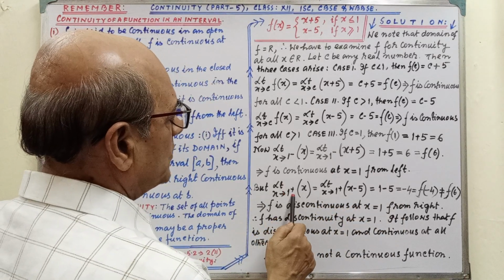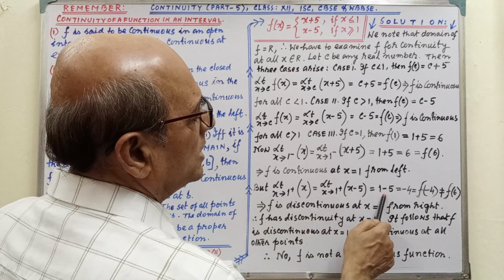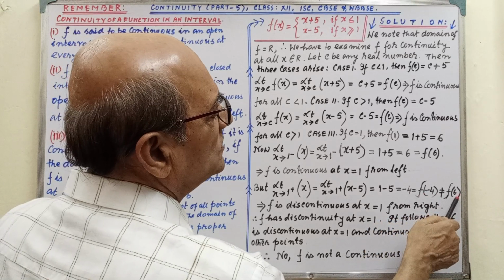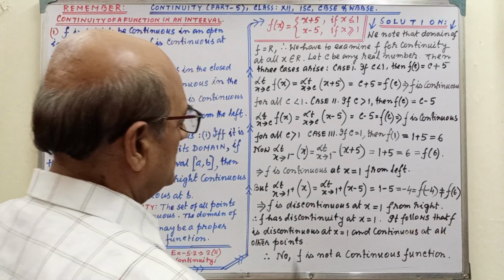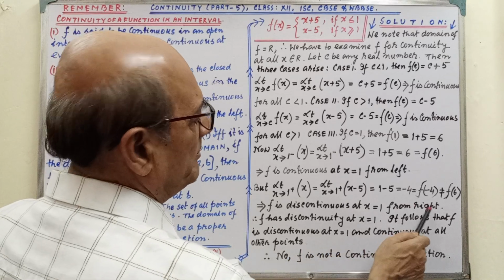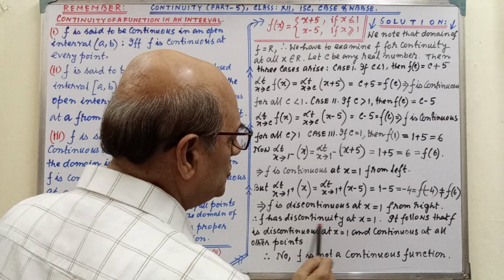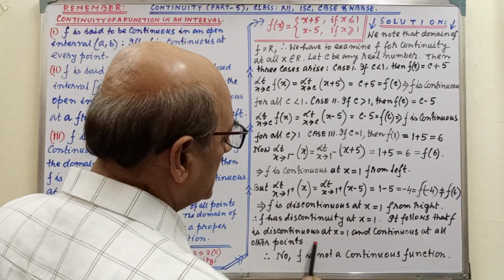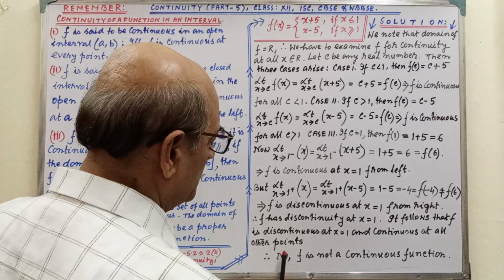Now from the right: limit x tends to 1 from the right of x minus 5 equals minus 4. That is minus 4, not equal to the function value 6. These are not equal. Implies f is discontinuous at x equal to 1 from the right. Therefore f has discontinuity at x equal to 1. It follows that f is discontinuous at x equal to 1 and continuous at all other points.